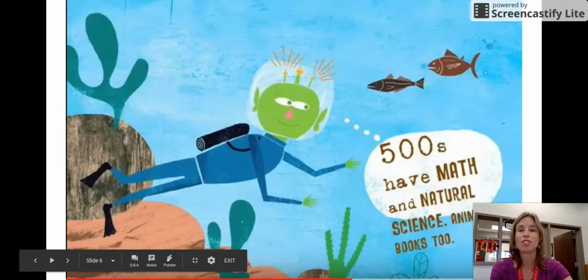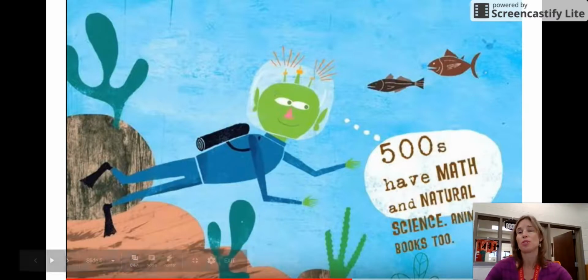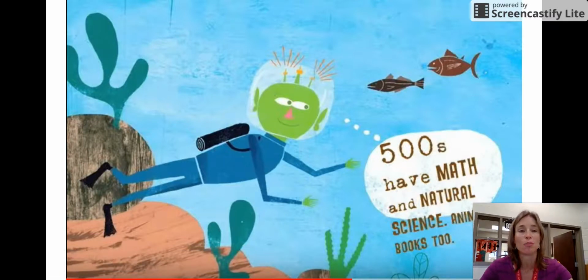Okay, now what I'd like to do is give you an example of some of the books in our 500s. So I have just taken some pictures of a large variety of books to show you just a sample of the hundreds of books in this section. Now remember, the 500s are our math and natural science books. So if you're looking for animals, if you're looking for math, if you're looking for planets, these are just some of the books that you're going to find in this area.